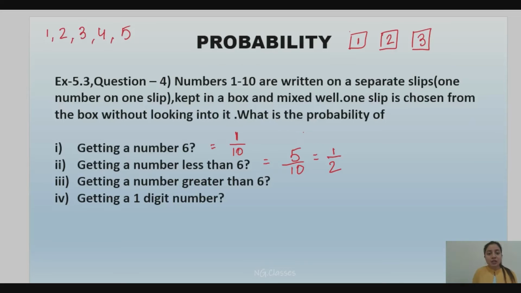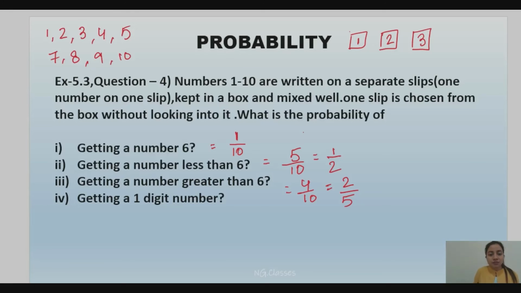Got it? Similarly, we will do the third one, getting a number greater than 6. It can be 7, 8, 9, and 10. So how many numbers in total are we having? Total favorable outcomes is 4. So we will write 4 by total number of outcomes, 10. It means 2 by 5 is the probability of getting a number greater than 6.